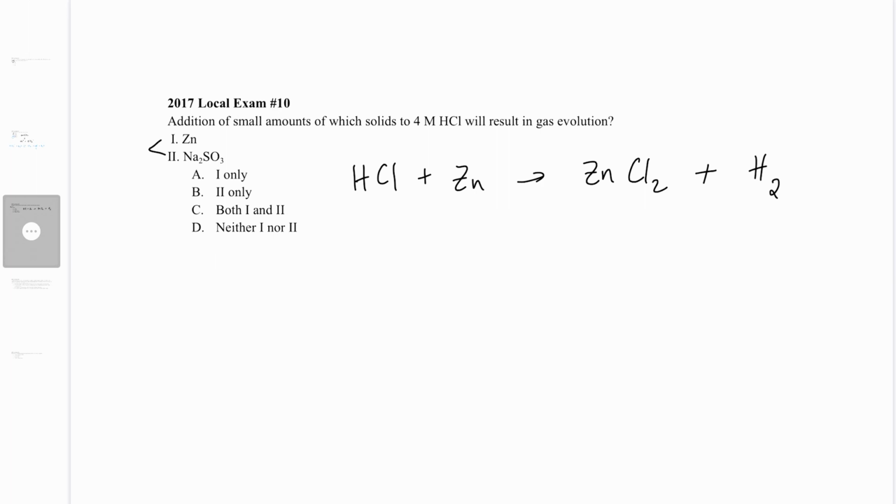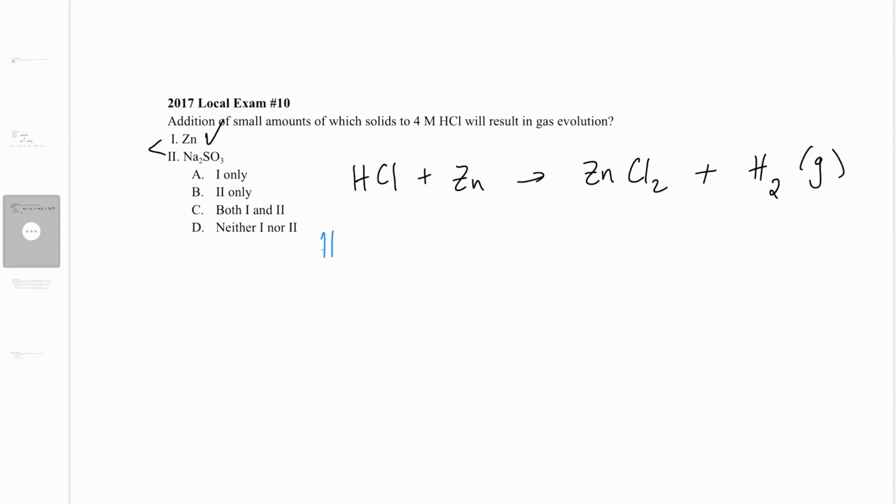It's a diatomic element, therefore it needs a subscript of 2. Now this isn't balanced, but I'm not going to balance it for the sake of time. But H2 is a diatomic element, and it's one of your diatomic elements that are gases at standard conditions. So you do have a gas evolution happening here. So zinc checks out.